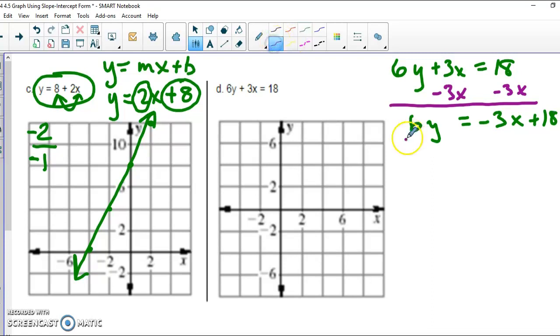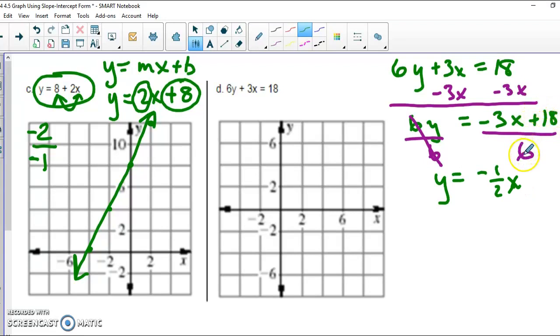And now I will go ahead and divide both sides by 6. So my 6's on the left side will cancel, so I'm left just with y, which is great. But on the right-hand side, I need to remember that I'm dividing -3x by 6. So -3/6 would reduce to -1/2 x. But I'm also dividing a +18 by 6. So 18 divided by 6 is 3, and it's positive, so I put +3 for my b, or my y-intercept. So now that's where I'm going to start my graph.